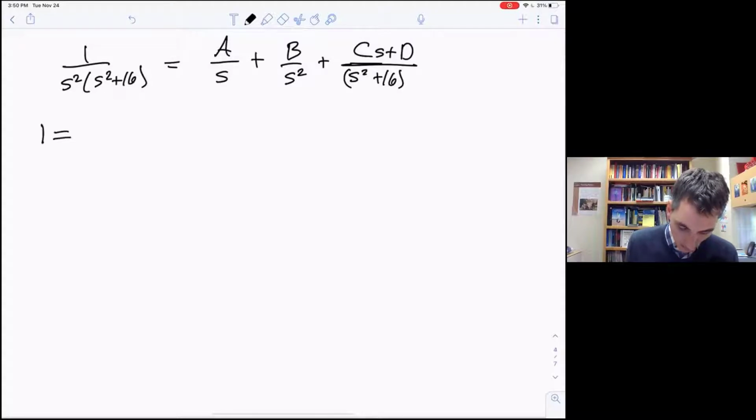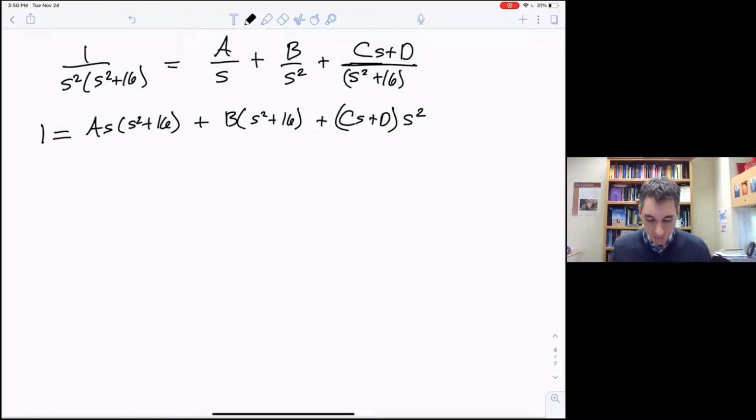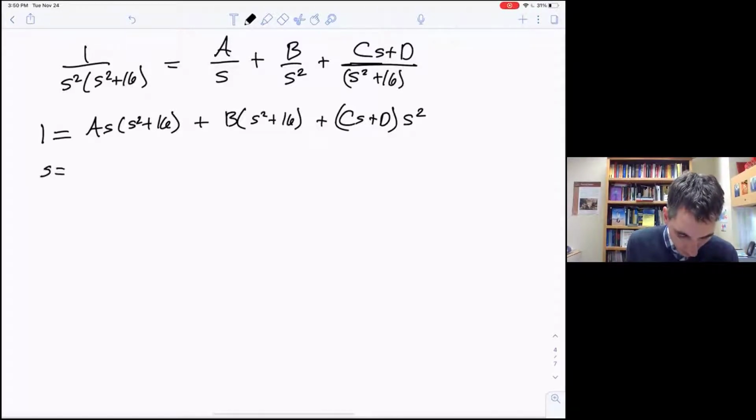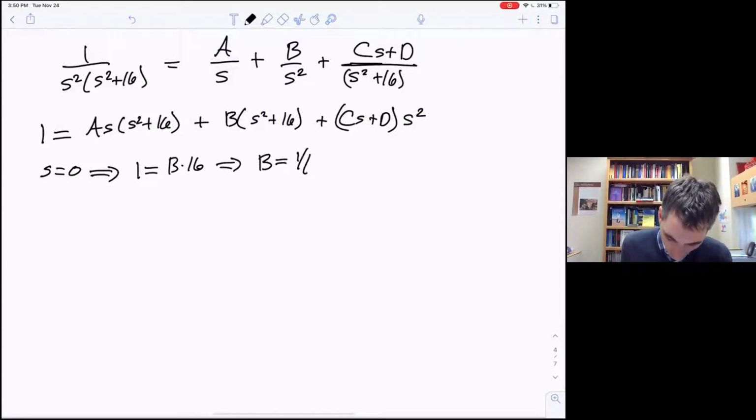Let's clear out the denominators. Multiply everything by s squared times s squared plus 16. That's going to give us this. And we should be able to get some of these for free if we think through it a little bit. For example, if we just take s equal to 0, that gives us 1 equals b times 16, right? Yeah, of course, because this is 0, that's going to be 0, this will be 0, so it's just 16b. So that's going to imply that b is 1 over 16.